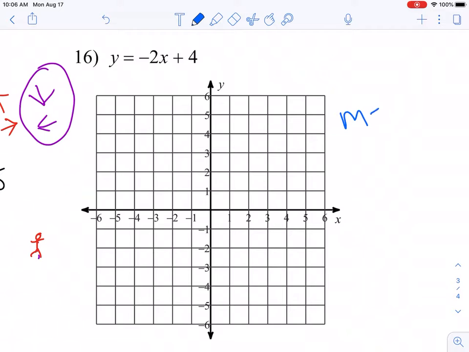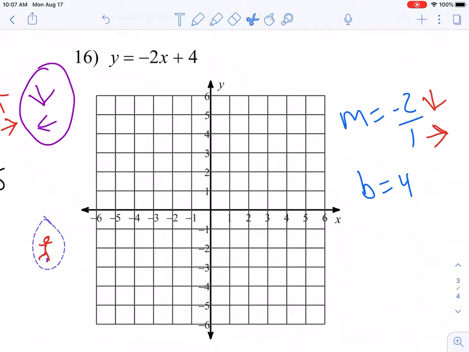Okay, so m equals negative 2 over 1, b equals 4. Up until this point, everything is review. So we are going down to right 1. That was a negative 2, so we're moving down, and then we always go right. So take a look. Here's my little person, and he's going to begin at 4. So here he is at 4. I'll put a point there, and then we're going to move down 1, 2, right 1. Put a point there, down 2, right 1, point, down 2, right 1.